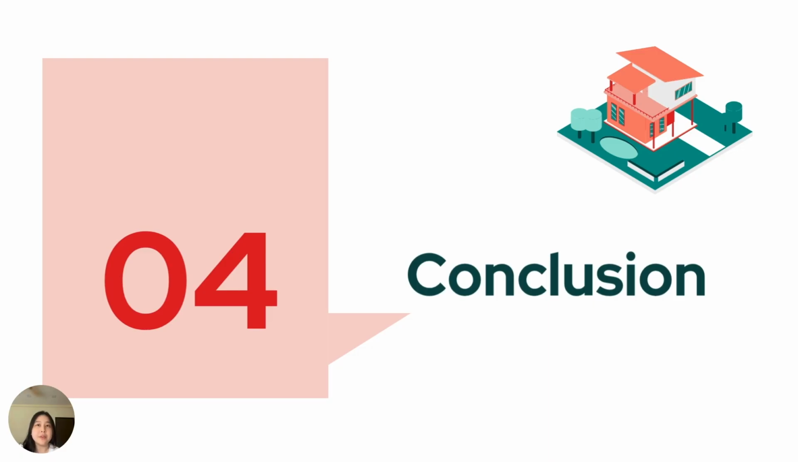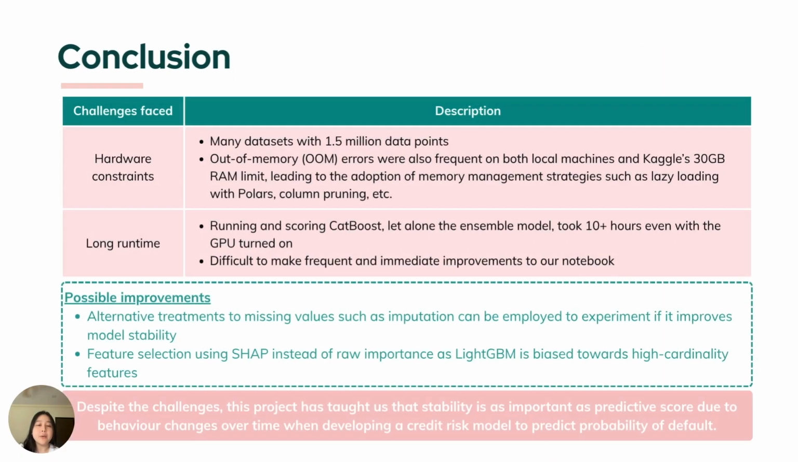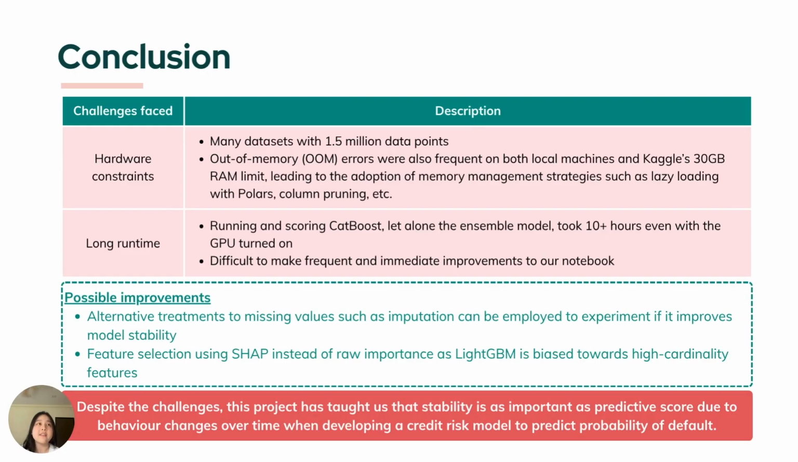Lastly, we'll move into our conclusion. One key takeaway from this project is that stability is just as important as predictive accuracy in credit risk modeling. Throughout our project, we faced several challenges such as hardware constraints due to the large dataset size given to us, which led to frequent out-of-memory issues. Additionally, long training times, especially for CatBoost, made it difficult for us to continuously improve our Kaggle score when it takes a very long time to be scored against the competition's internal testing set.